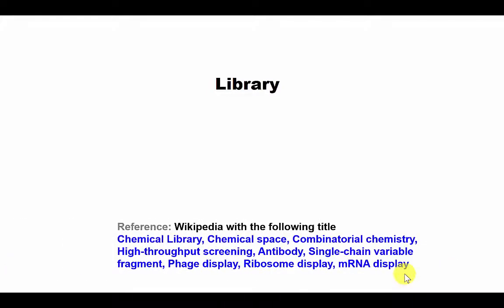Hi everybody. Today we are going to study about the library. This week also I chose some references from Wikipedia. Now you can read some different new terms about the library.